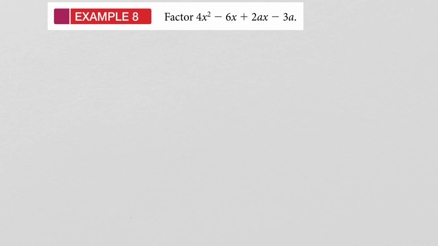In our next example, we're going to talk about a factoring technique called grouping. So in this problem, notice that we have 4 terms: 4x squared minus 6x plus 2a times x minus 3a. And what I can do here is notice there's no greatest common factor among all 4 terms. But I can think of these 2 terms as being a problem and these 2 terms as being a problem.